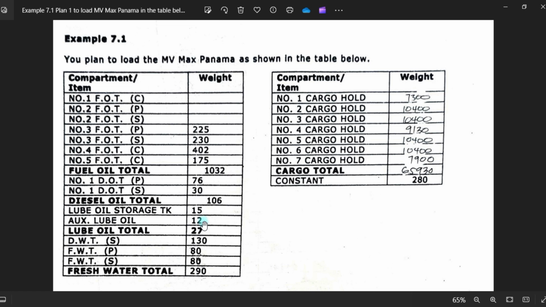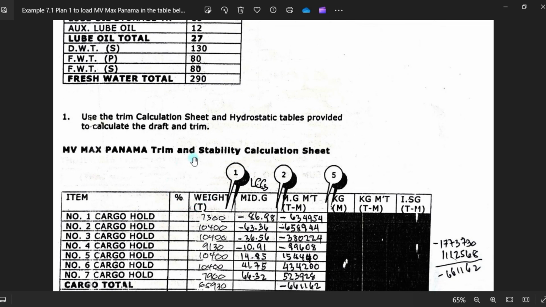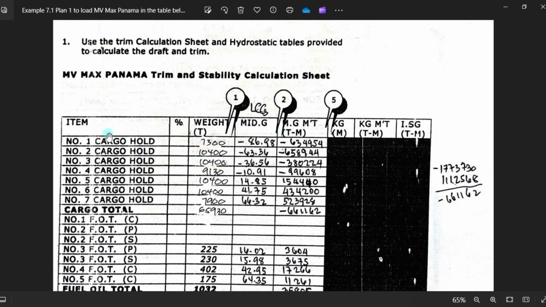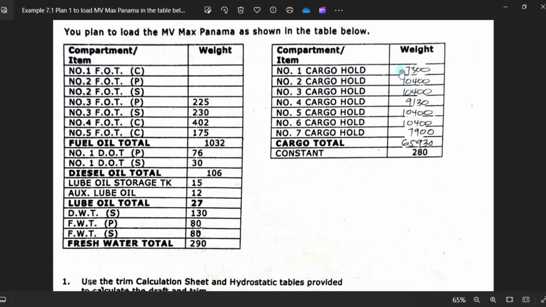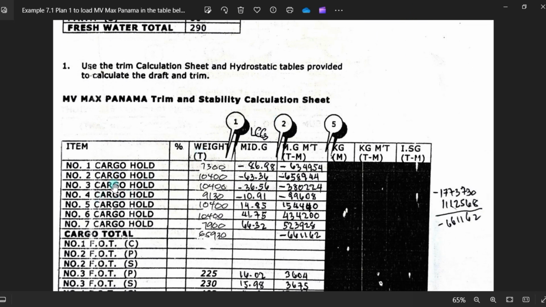Okay, and here we have holds number 1 to 7. These are the weights, and our constant is 280, by using the trim and stability calculating sheet. So here's the cargo 1 to 7, which is this one. So we place the cargo from 1 to 7, and this one is the LCG.